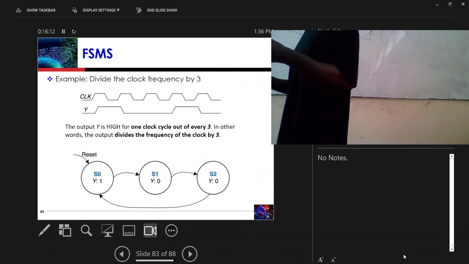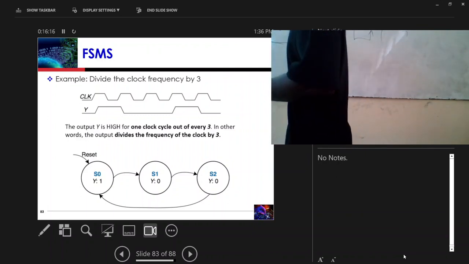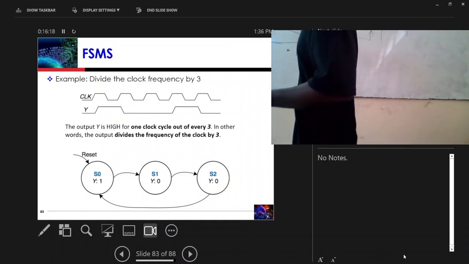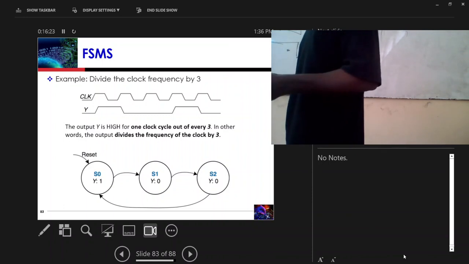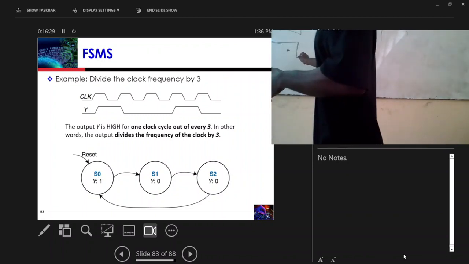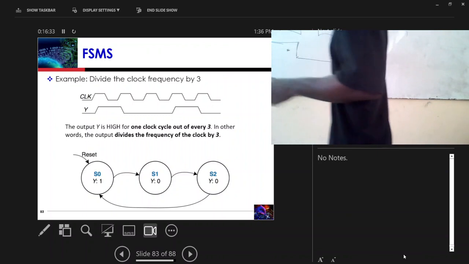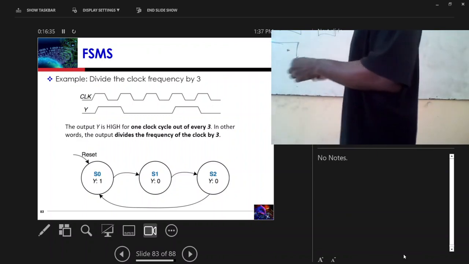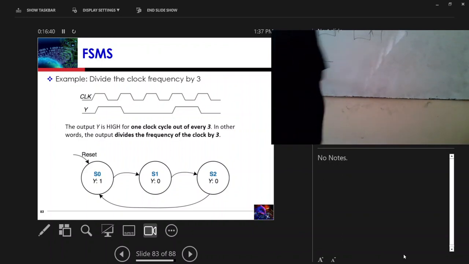Then Y must come low when? The next positive edge. So from here to here is one cycle. So Y must come down. Here is another positive edge, so Y comes down here. But we have moved to another state, state S1. Then Y has come low. Then we count again. The next state, Y must still be low. That is another count. Then we count again. So we have moved to another state, S2, Y is low.